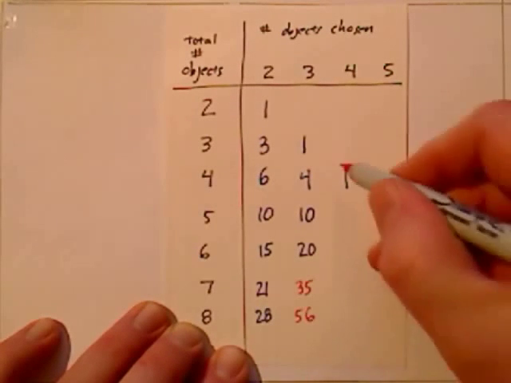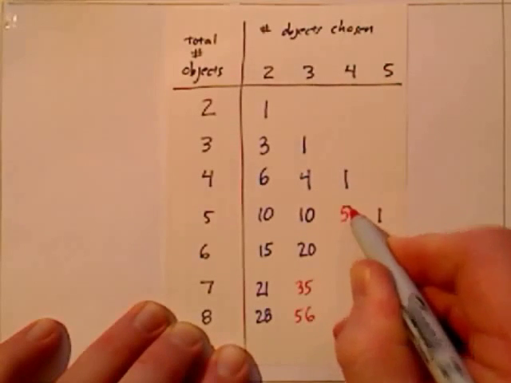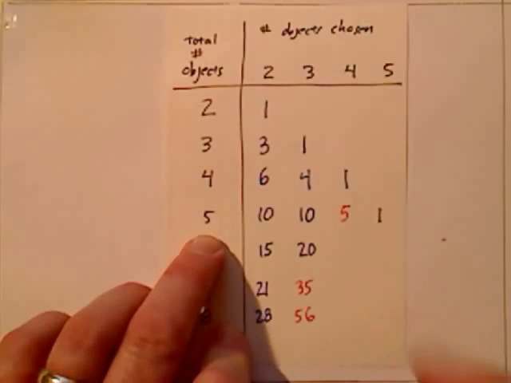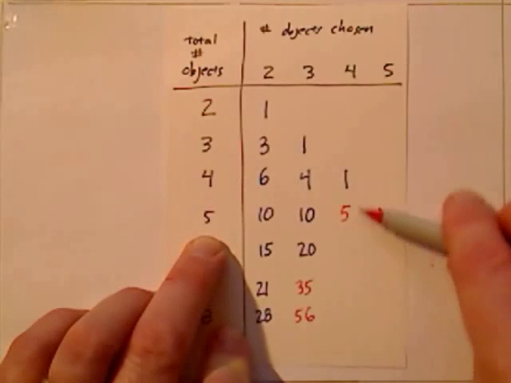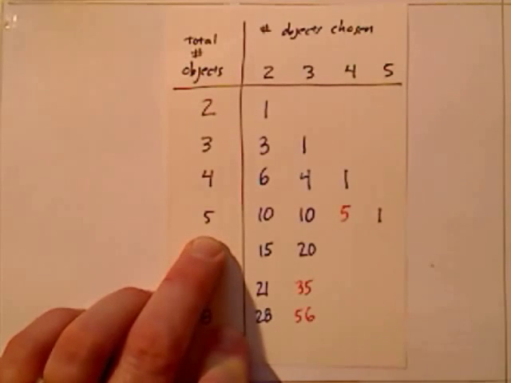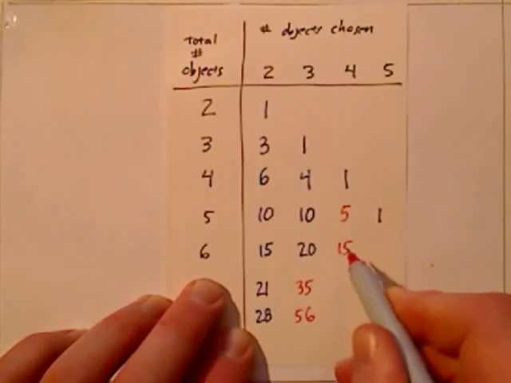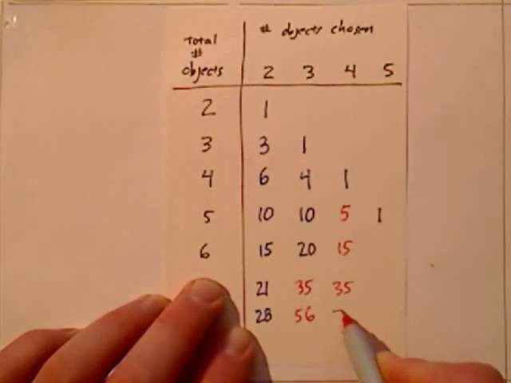And you can complete over here as well. 1 plus 4, that's a 5. Meaning that if I had 5 thingies, whatever they were, how many ways could I choose 4 of them? There would be 5 groups of 4 possible. 5 plus 10 is 15. 15 plus 20 is 35. 35 plus 35 is 70.